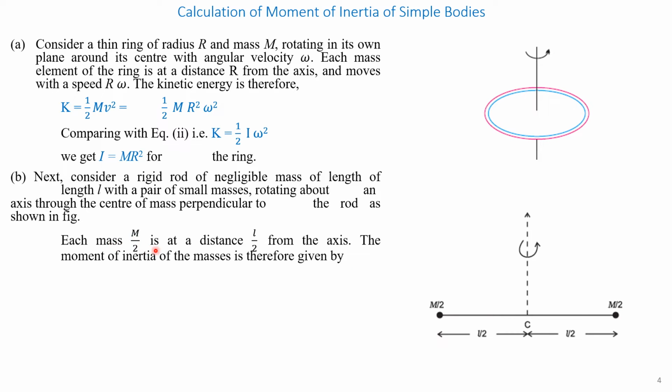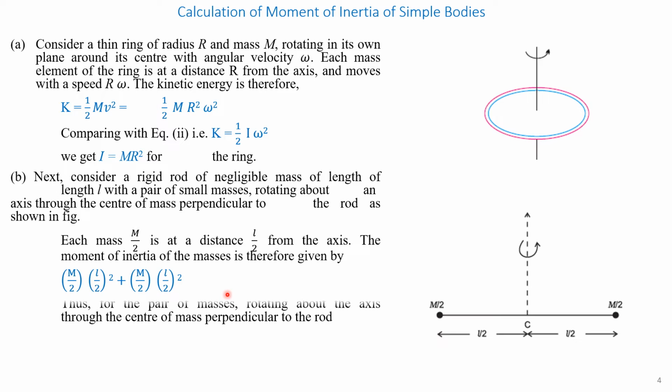Each mass M by 2 is at a distance of L by 2 from the axis. The moment of inertia of the masses is therefore given by the relation M by 2 into L by 2 whole square plus M by 2 into L by 2 whole square. Summing up, for the pair of masses rotating about an axis through the center of mass perpendicular to the rod, I is equal to M L square by 4. This we obtained by summing up in the previous equation above.